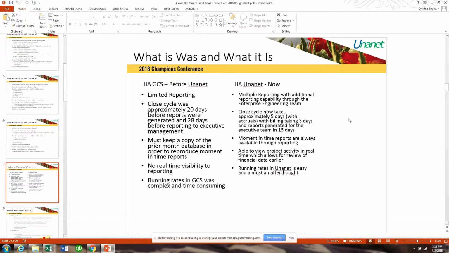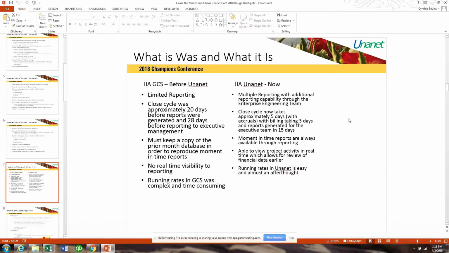So before we even went to Uninet, we were on GCS. So we had limited reporting. We had a close cycle that was approximately 20 days, and reports weren't generated before 28 days. So essentially, management was 58 days out of having good information at any given point in time. We had to keep a copy of our prior month database in order to reproduce a moment in time report. However, we overwrote that database every month, so we didn't have any historical reporting except for year-end.